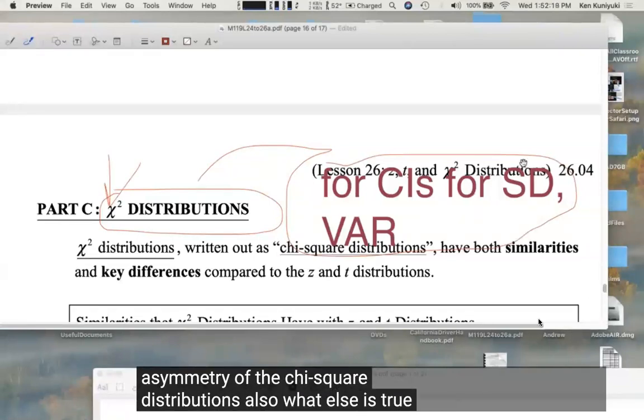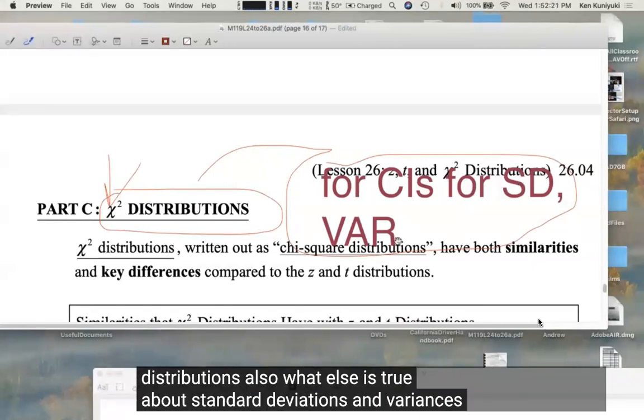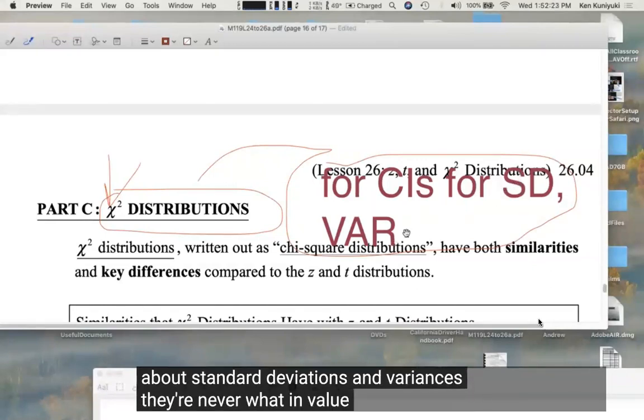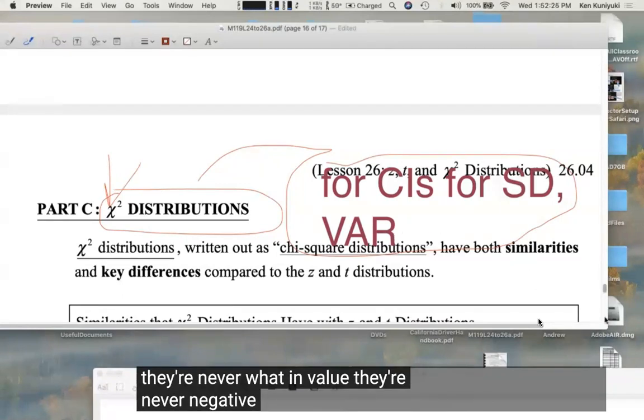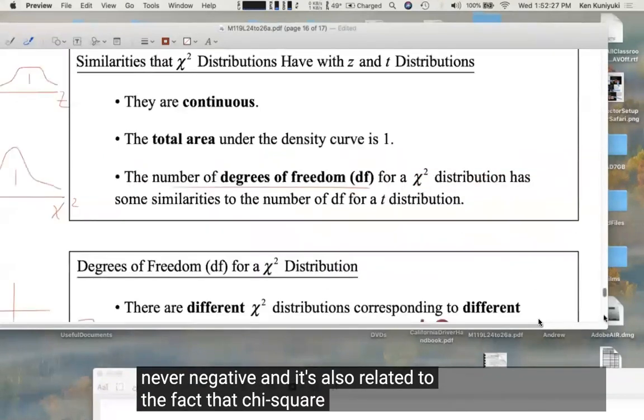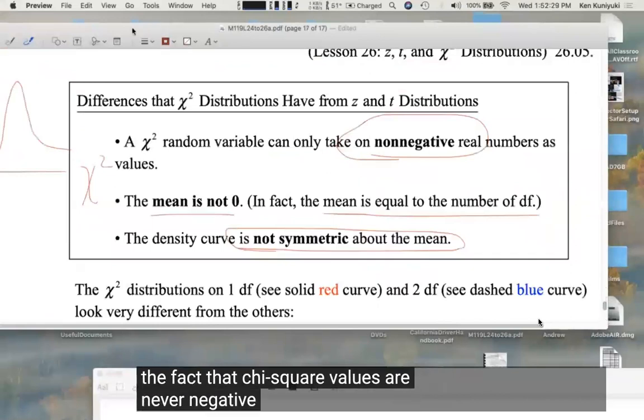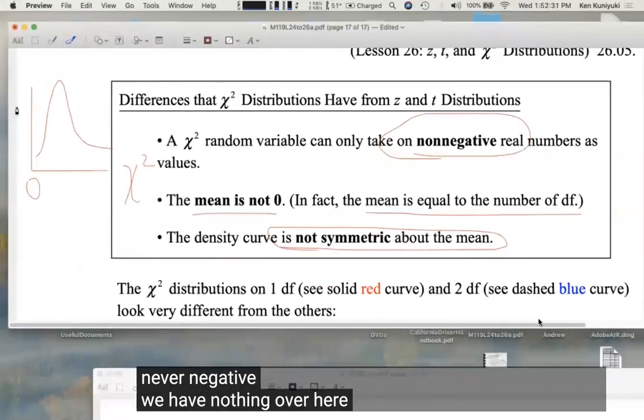Also, what else is true about standard deviations and variances? They're never what, in value? They're never negative. And that's also related to the fact that chi-square values are never negative. We have nothing over here.